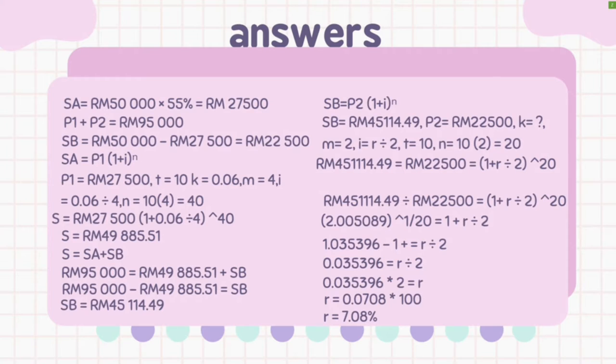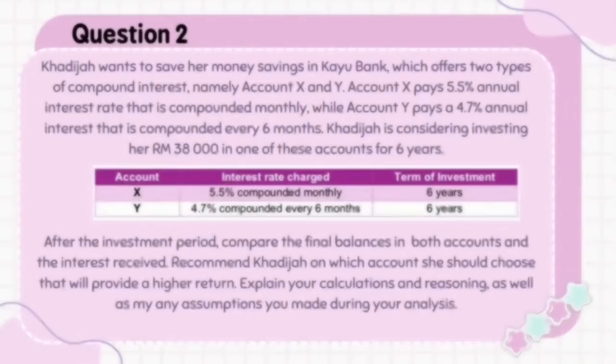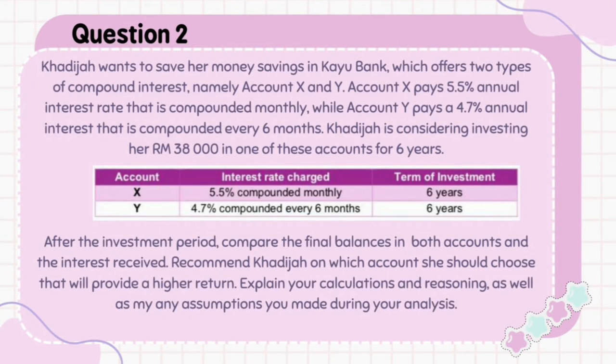We need to use the future value formula again to get the K, which is the percentage that she invested in scheme B, and also the final answer SB equals 45,114 ringgit 49 cents, P is 22,500, K is missing, compounded semi-annually, and the T is the same. Final answer will be 7.08%.